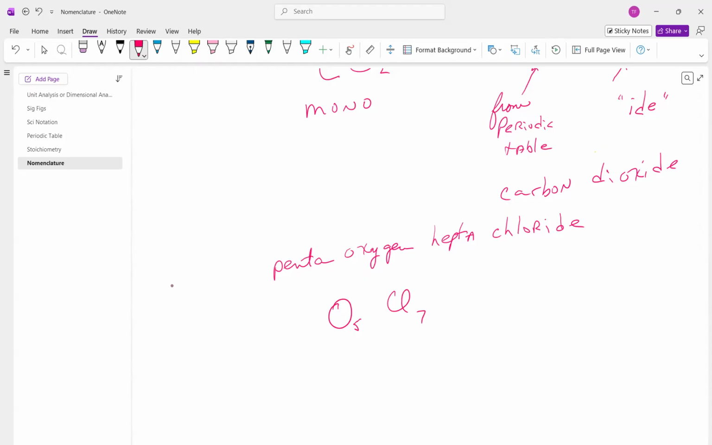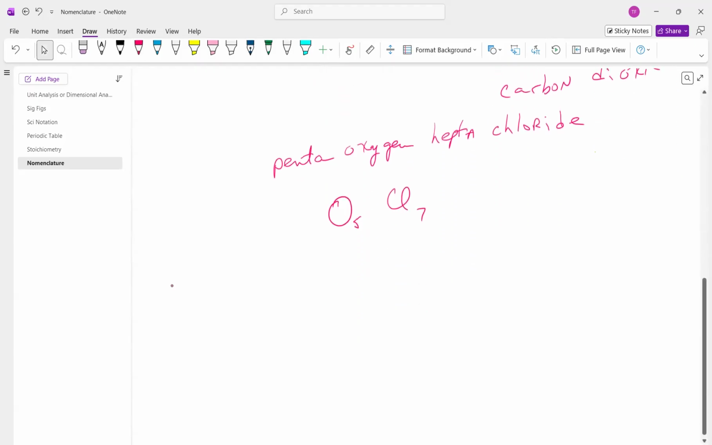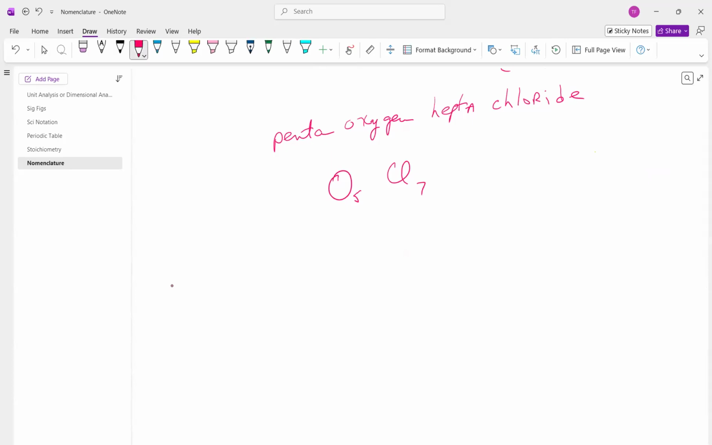Now you can start on your dry lab on nomenclature if you want, and it'll also explain how to do it. Okay, let's do some more on this. Let's start from a formula. Okay, V3Br9. Okay, V is vanadium. Br is bromide.